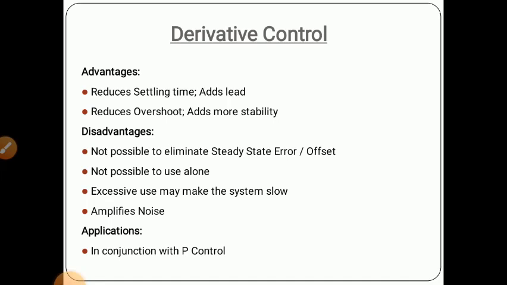It is not possible to use it alone. We cannot use it alone. Excessive use may make the system slow. The system may get slow because of excessive use. It amplifies noise. Noise gets amplified. An application is in conjunction with P control. We can use it in conjunction with P control. So these are the advantages and disadvantages of derivative control action.